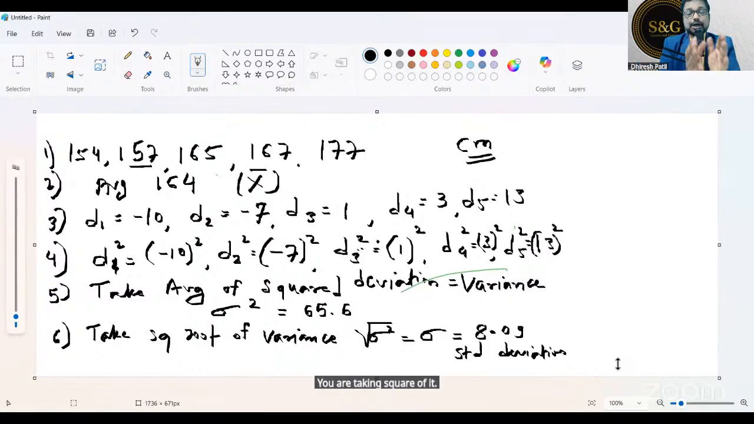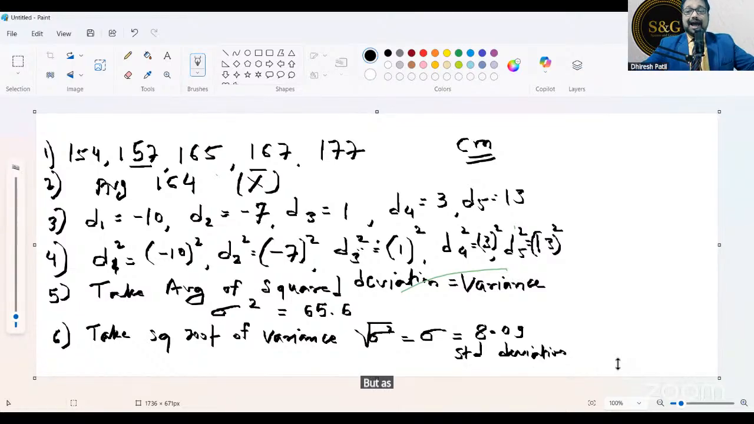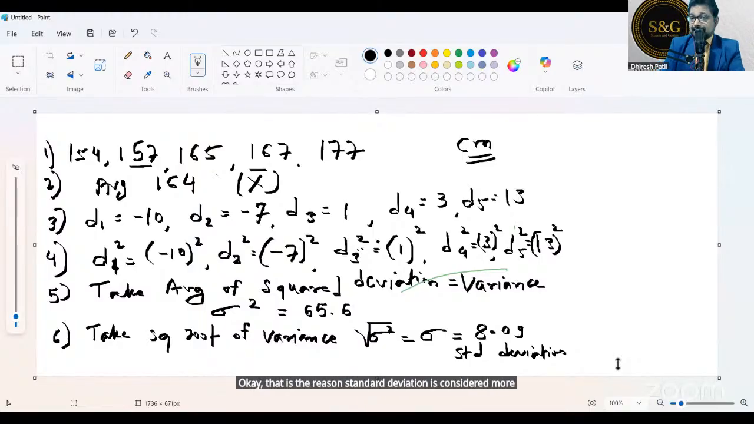Are you understanding? So that way, the more the distance from the mean, you are taking the square. Of course, after that we are taking the square root of it. But as we are squaring that, it is showing us more impactful. That is the reason standard deviation is considered more technically better.